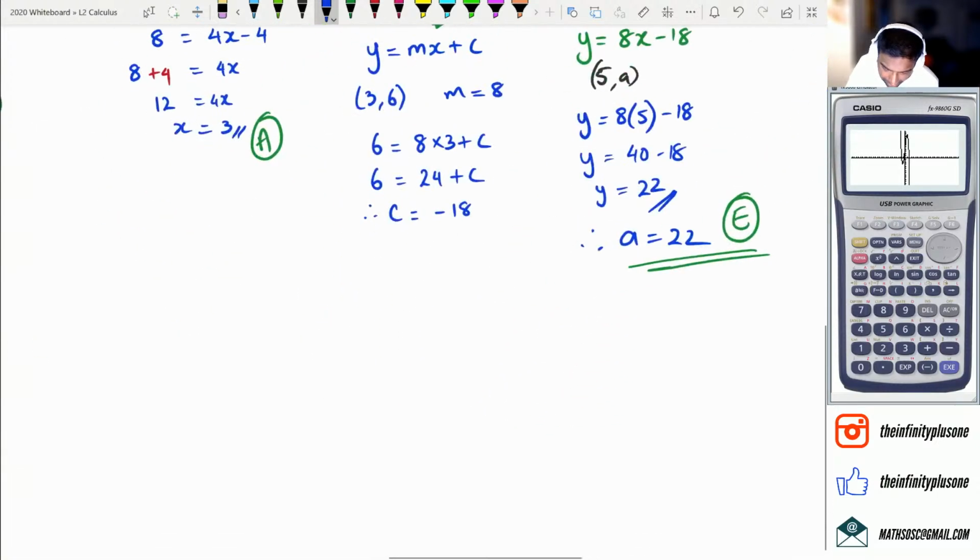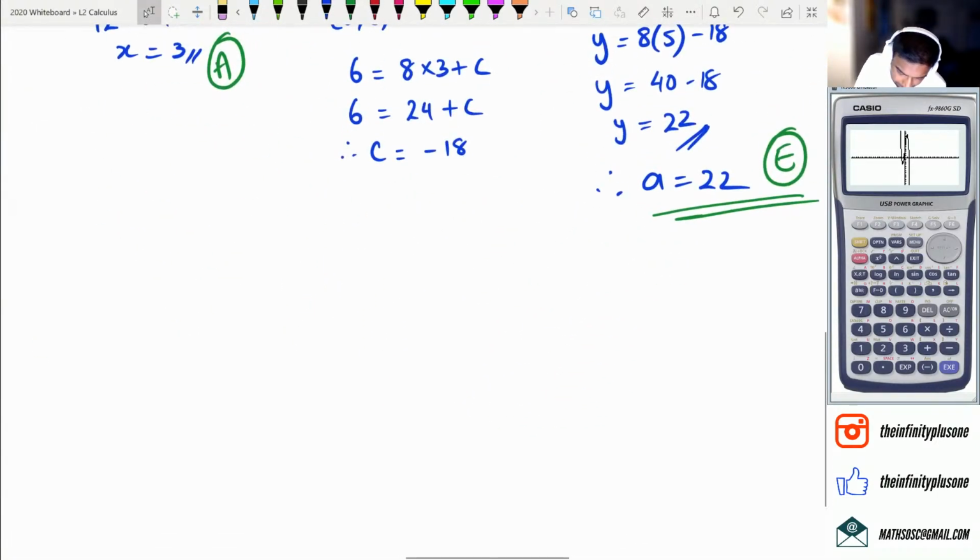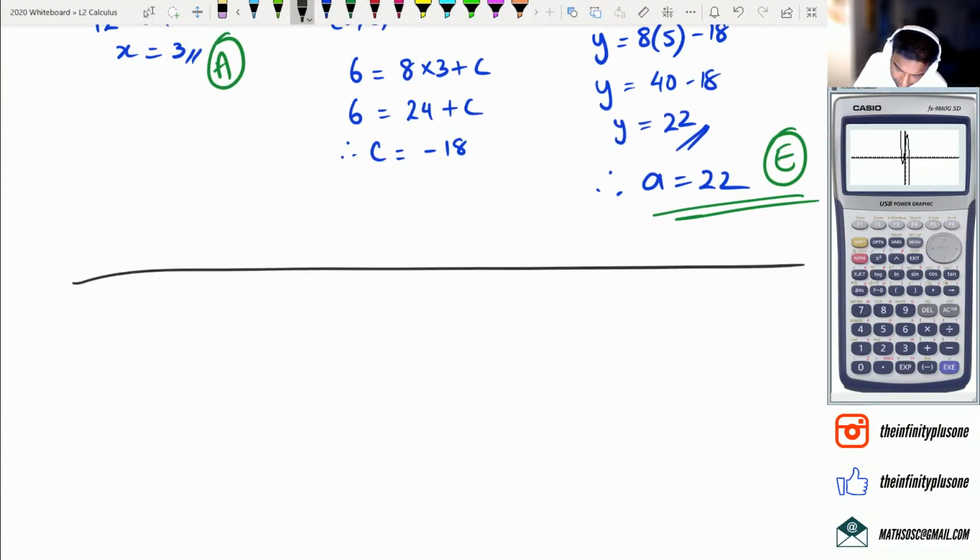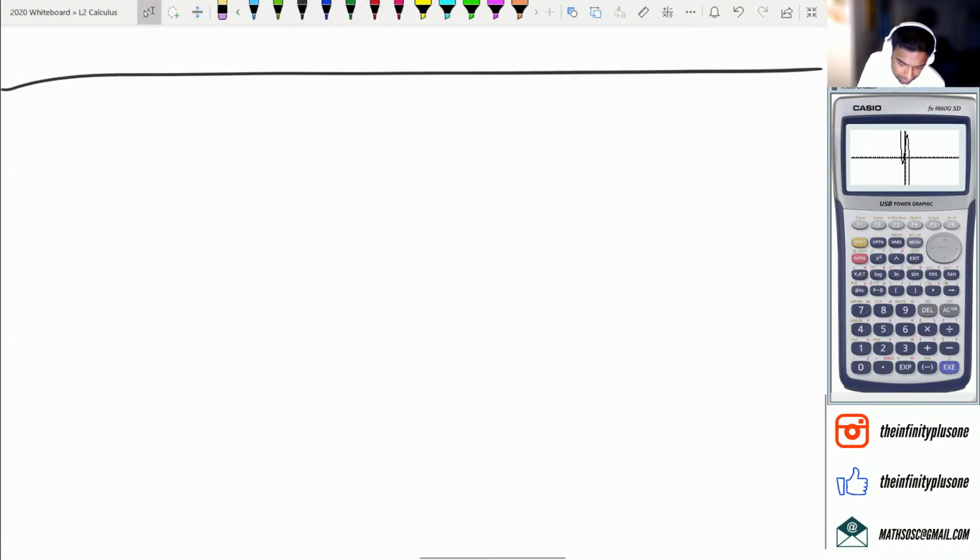Kind of need to write it up, so just bear with me. Okay, so the equation, let me just put this up here. Where is the question?